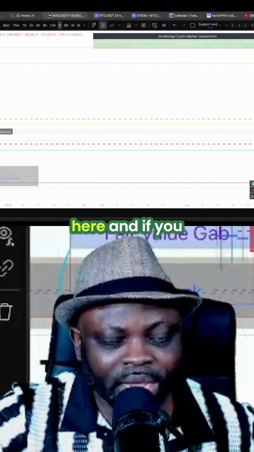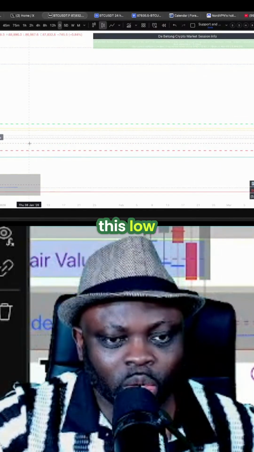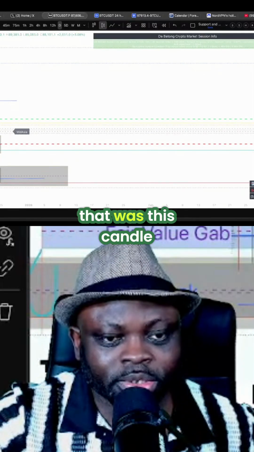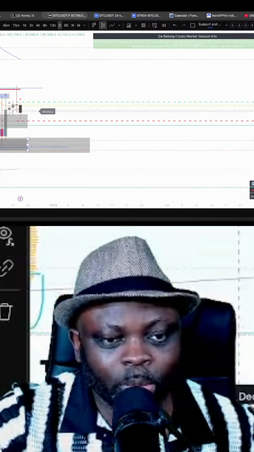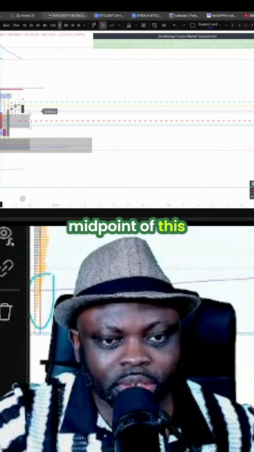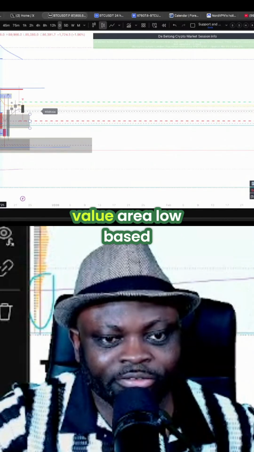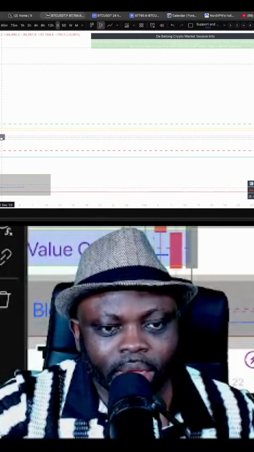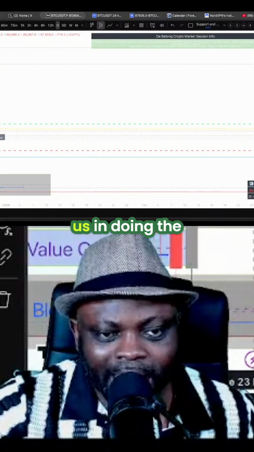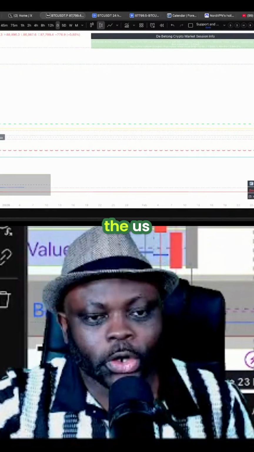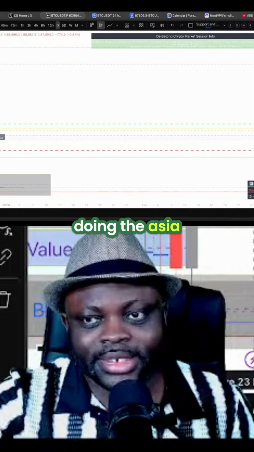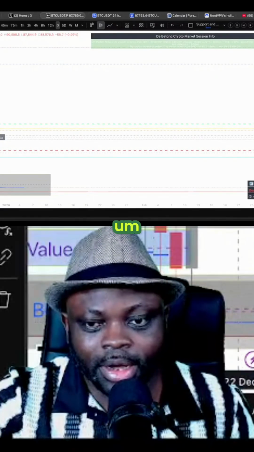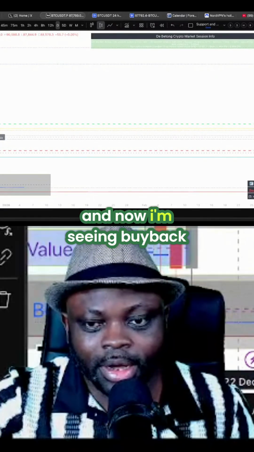This is the low here, and if you look at this low, you're going to see that this low is half of this candle, and this low took us to the midpoint of this candle, which is around the value area low based on this volume profile. So I would say that this candle today took us, during the Asia session, and now we are in the UK session, right down towards this price point, and now I'm seeing buyback.